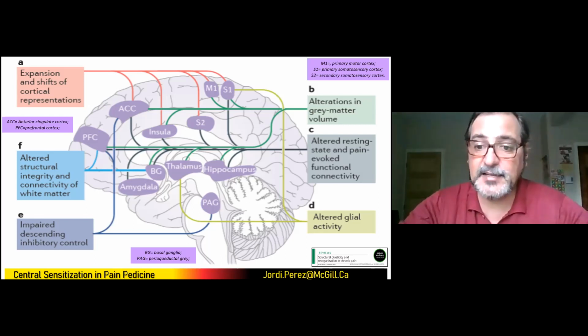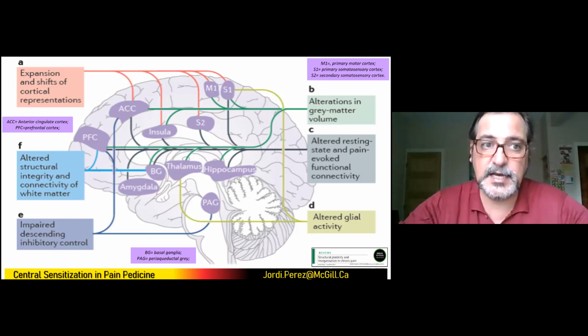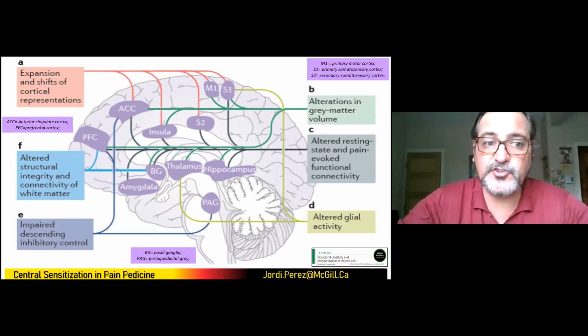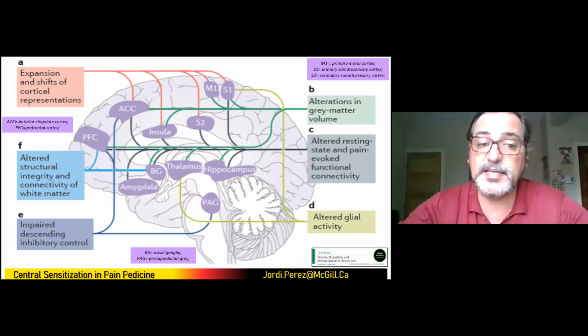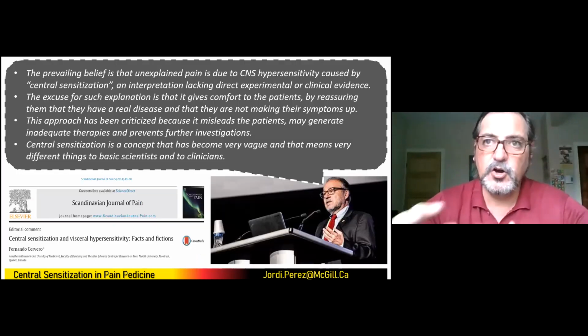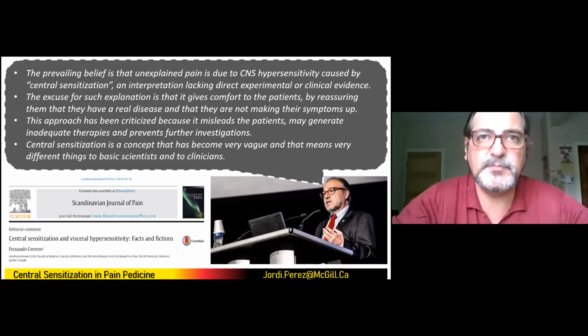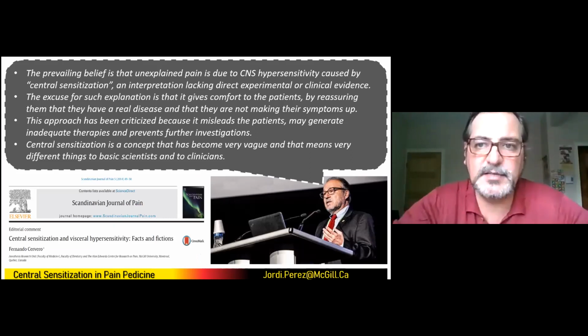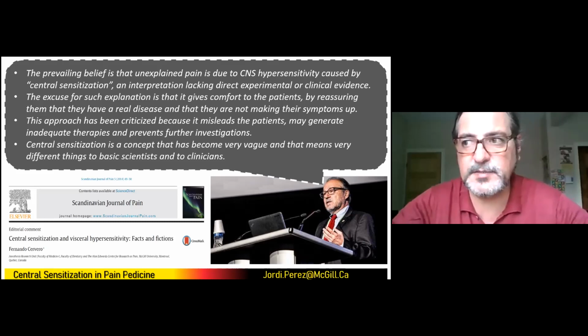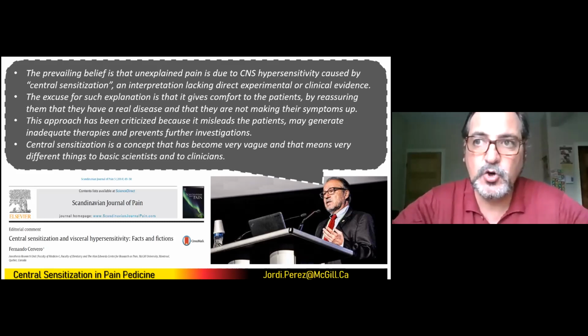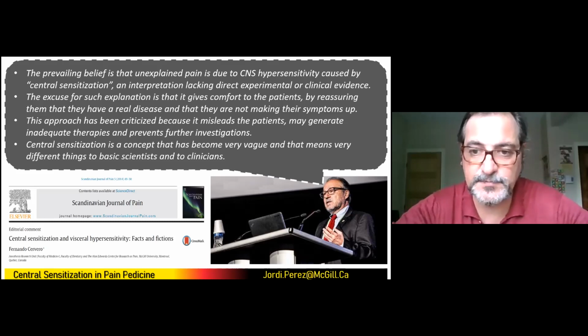There is altered glial activity. There is altered structural integrity and connectivity of white matter. And there is impaired descending inhibitory control at different centers of the brain. Or to say that at the level of basic science, changes have been demonstrated in animal models of persistent nociception. And I want to quote verbatim Professor Cervero, who was a former director of our research center.